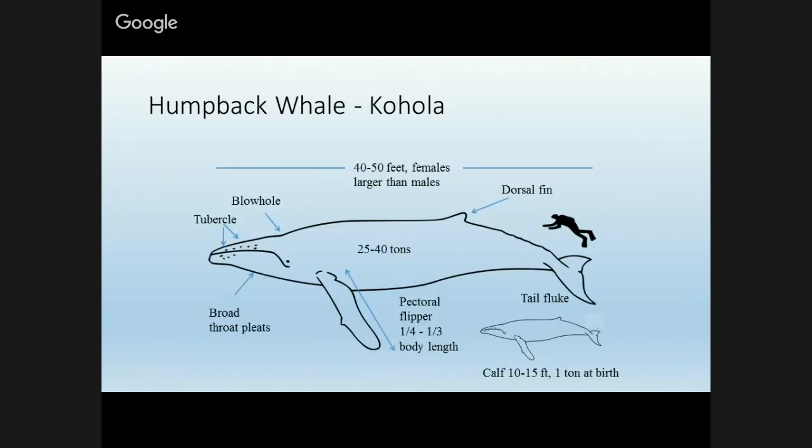So quick review, the humpback whales are pretty large. The calves are 10 to 15 feet and a ton at birth, and the females grow larger than males, up to about 50 feet or so, and are 25 to 40 tons. And just a note, the boat that we use to tag these whales from is actually 35 feet. So we're smaller than the females when we go looking for them.